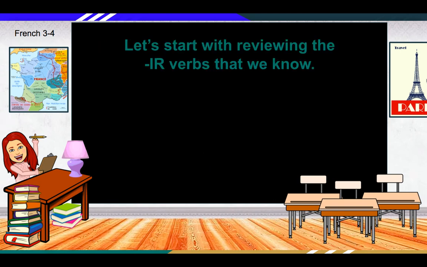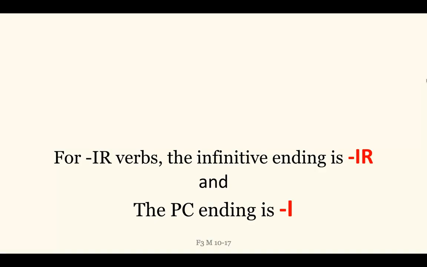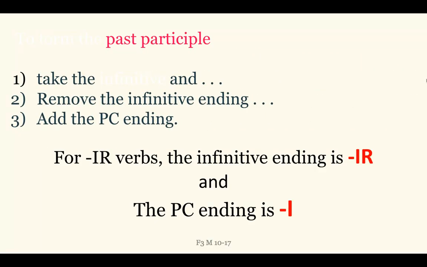On y va. We're going to start by reviewing the IR verbs we know, and actually I think we might do ER first. For IR verbs, the infinitive ending is IR, and the passé composé ending is I. Let's think about what the past participle is and how we use it. Remember, this is the past tense now. We take the infinitive and we remove the infinitive ending. We add the past participle ending, the passé composé ending. For an ER verb, which is what we've learned so far, we put the E with the accent. But now we're using IR verbs, and the ending will be I. We're going to see some examples of that in just a second.